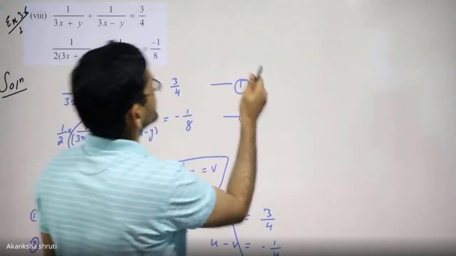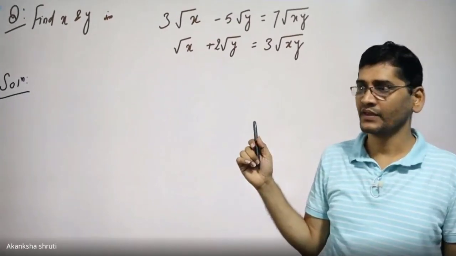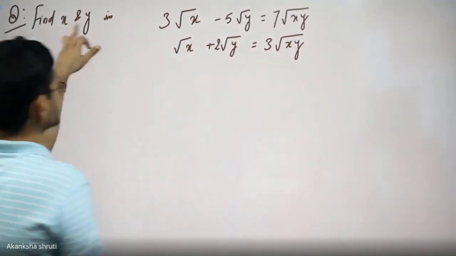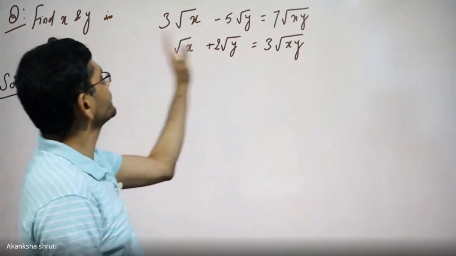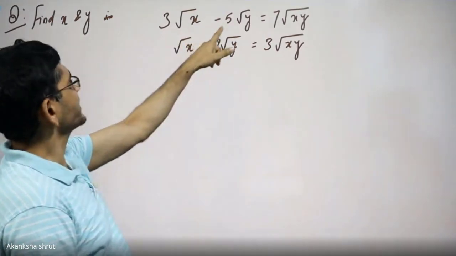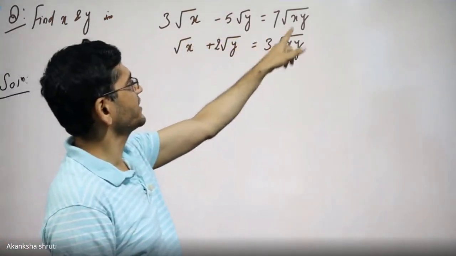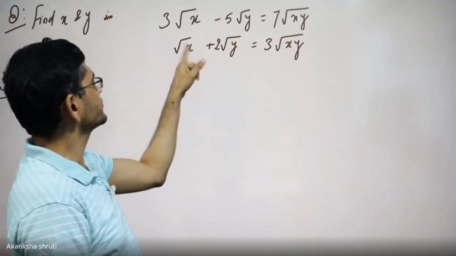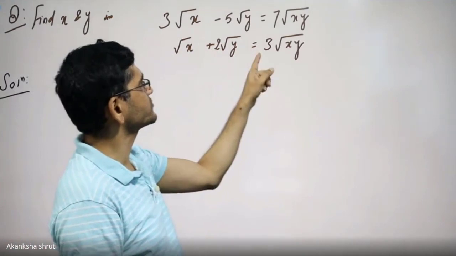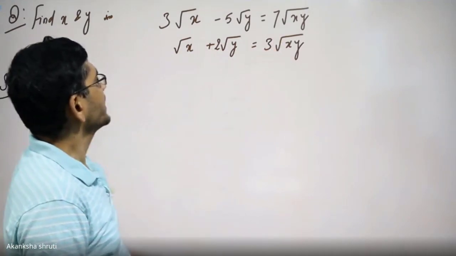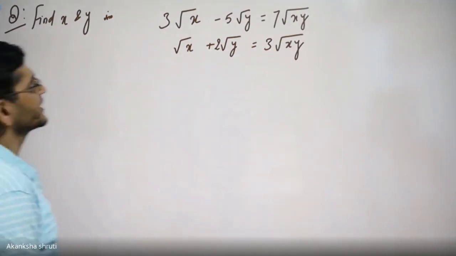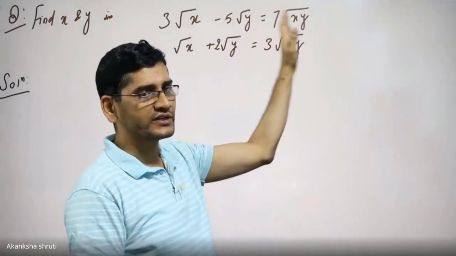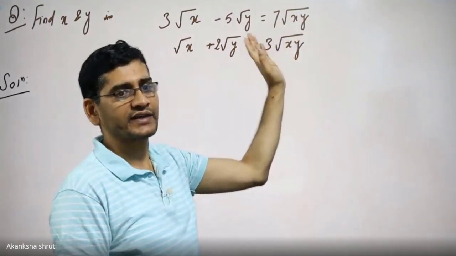Let me take one more question from our textbook. Students, let us solve this question. We have to find the x and y from the pair of equations 3 root x minus 5 root y is equals to 7 under root xy. The next equation is root x plus 2 root y is equals to 3 root of xy. Here we are getting that x and y are not linear. So equation is not linear, but x and y can be determined.